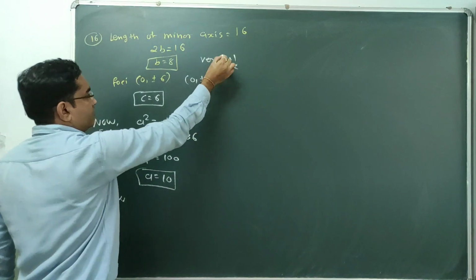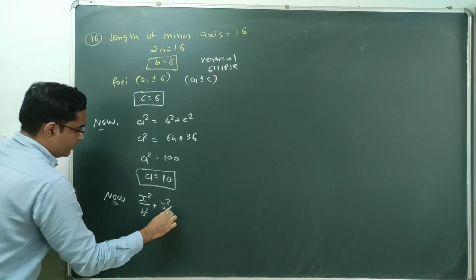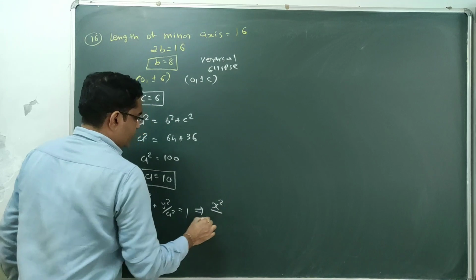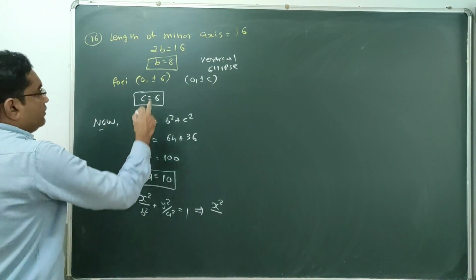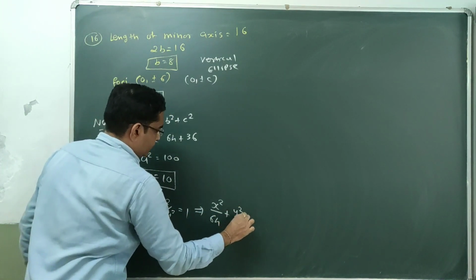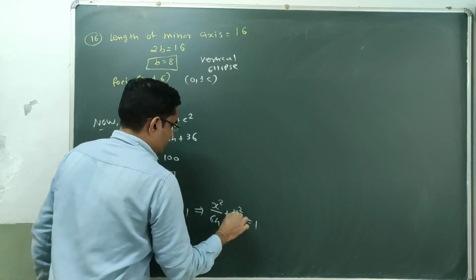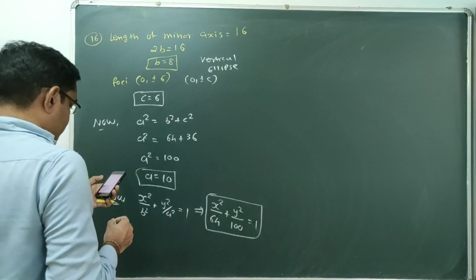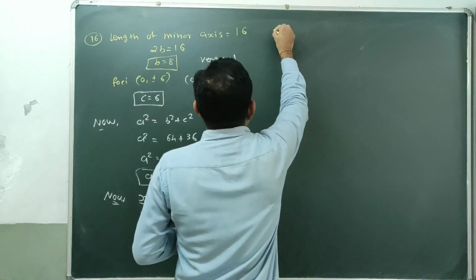Now, which type of ellipse is there? Vertical ellipse. So the equation of the ellipse is x square by b square plus y square by a square equal to 1. So our equation is x square by b square, b square is 64, x square by 64 plus y square by a square, 100, equal to 1 is the required equation of the ellipse. Done. X square by 64, y square by 100 equal to 1 is the right answer.